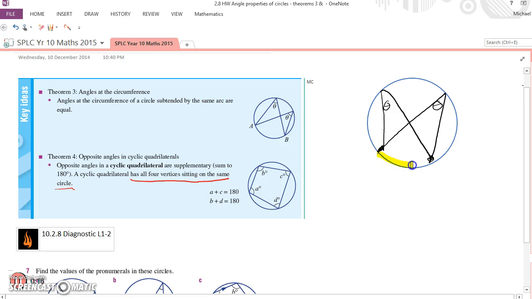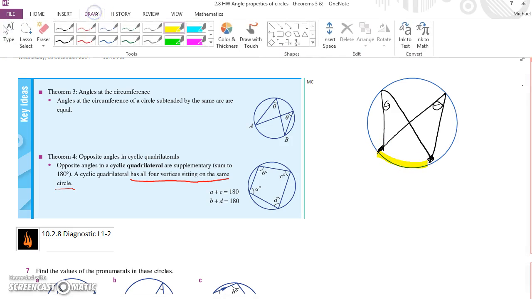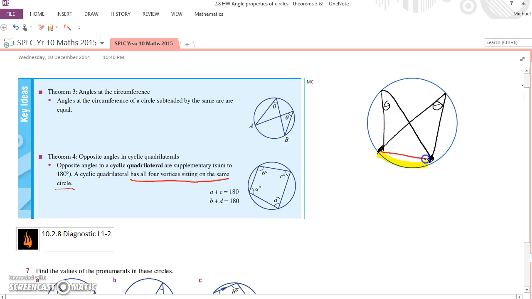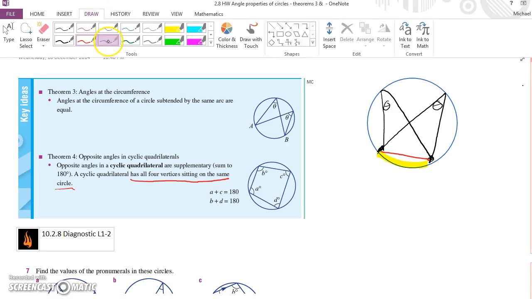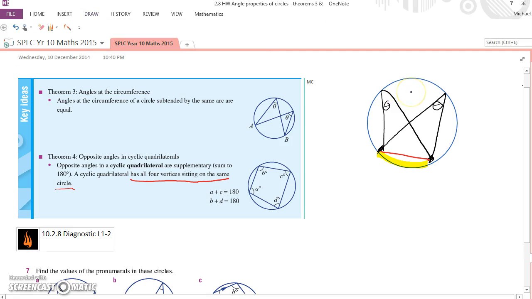So you can see here there's an arc, or if I wanted to I could just as easily say that was subtended by the same chord, they're the same. My rule tells me that the angles at the circumference will be equal. How would I go about proving that?